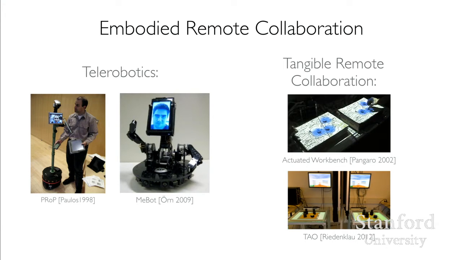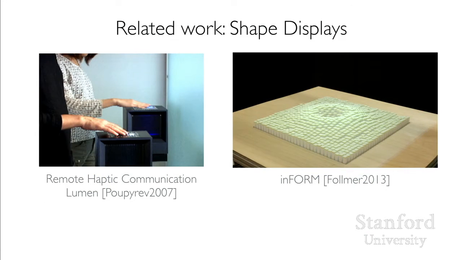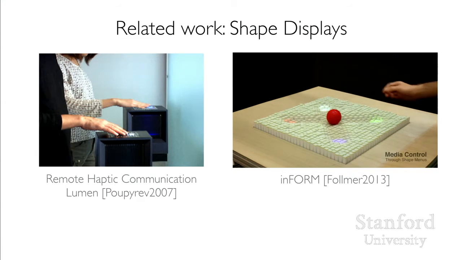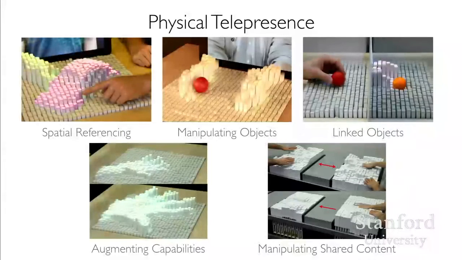And so what we wanted to do was focus on this shared workspace, but have more of this physical embodiment of a remote user. And so to do that, we're using these shape display systems that I've previously described. So in terms of physical telepresence, we can, as I mentioned before, use this to represent content, and then we can spatially reference the content. We can actually manipulate objects at a distance, simple objects. Then we can have linked objects, and then we can augment people's capabilities, trying to go beyond being there, and then also manipulate shared content.